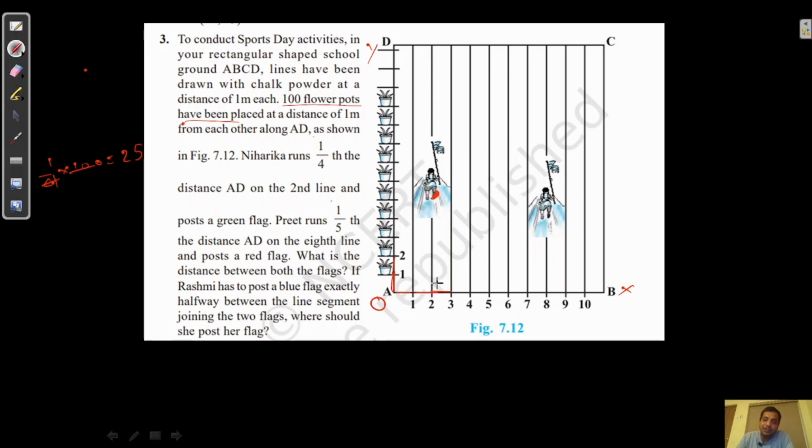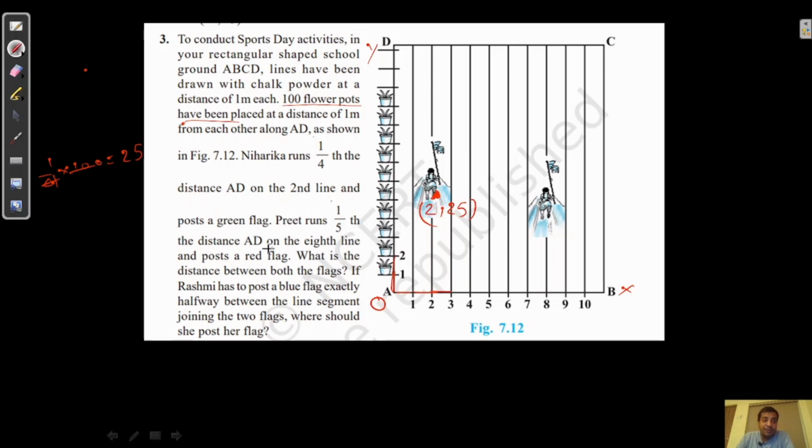Let us say what is the coordinate for this point. In x-axis she has covered 2, in y-axis she has covered 25. So for Niharika it is (2, 25). On the second line she posts a green flag. So she has placed a green flag here.